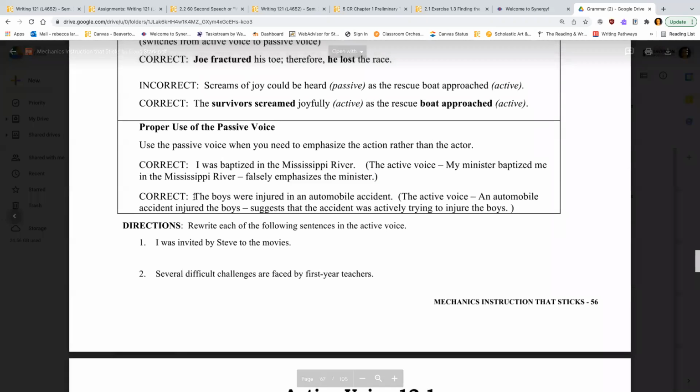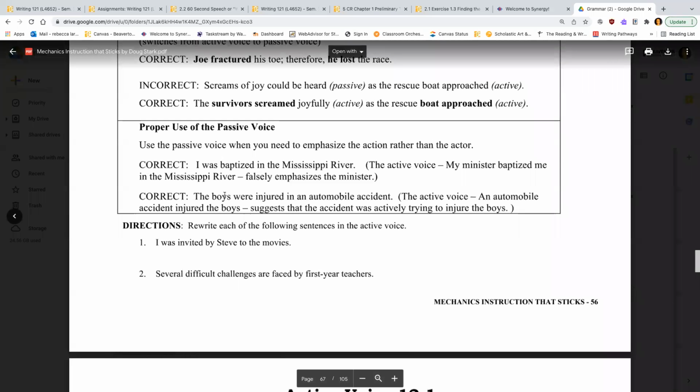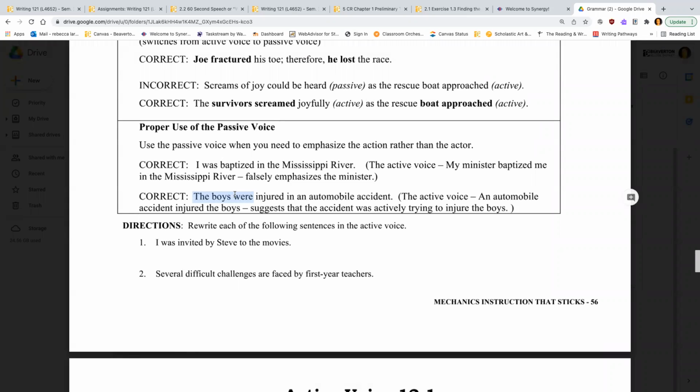Another example that would be correct is "The boys were injured in an automobile accident," right? "An automobile accident injured the boys" suggests the accident was actively trying to injure the boys. That's not what happened. And I would argue that the boys are more important here than the accident, right? We typically care for people more than objects. And so that's why it is correct to use passive voice here.